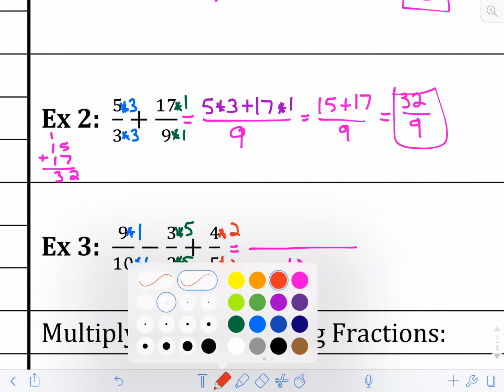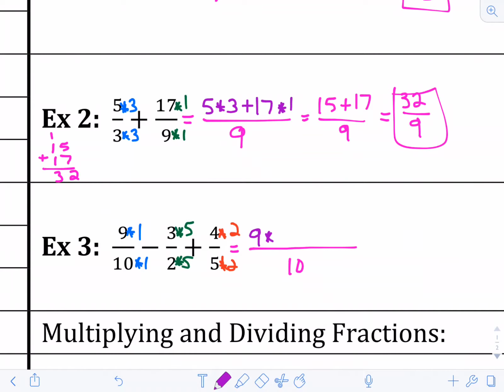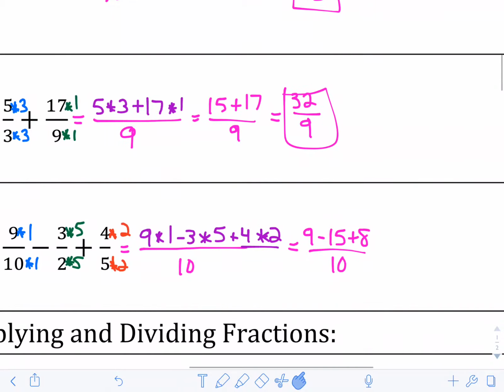So I'm going to rewrite this nice and pretty. So I have 9 times 1 minus 3 times 5 plus 4 times 2. And when I do all of this, let me go ahead and reduce it. 9 times 1 is 9. Minus 3 times 5 is 15. Plus 4 times 2 is 8. And that's all over 10. Okay, and I'm going to do this a little bit backwards because 9 plus 8 is 17. 17 minus 15 is 2. And I can reduce 2 over 10 because they're both even, and 2 can go into both of those. So 2 divided by 2 is 1, and 10 divided by 2 is 5. So my answer here is 1/5.